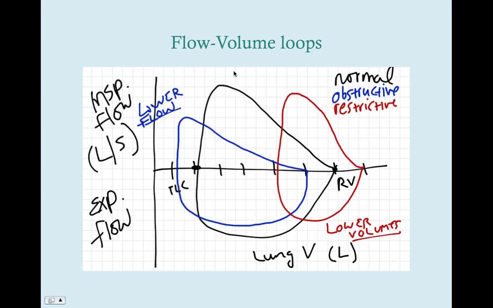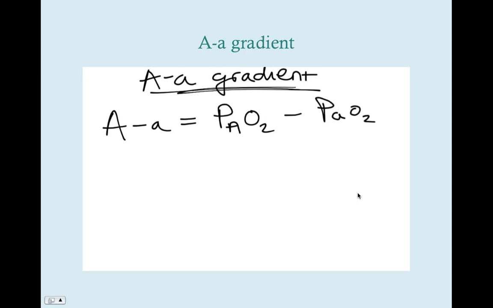So with obstructive diseases, it's just a lower rate of flow. With restrictive diseases, it's lower volumes. Okay, so let's look at the AA gradient. The AA gradient is one of the ways we can tell, if a person is hypoxic, whether it is because of the lungs or not. If a disease is because of the lungs, then there should be an elevated AA gradient.